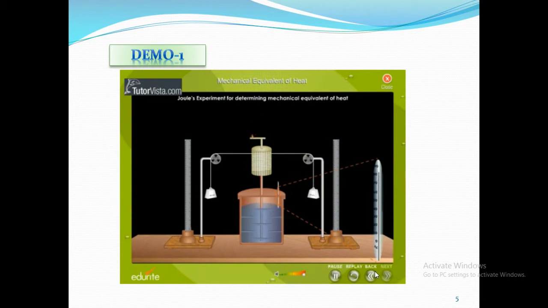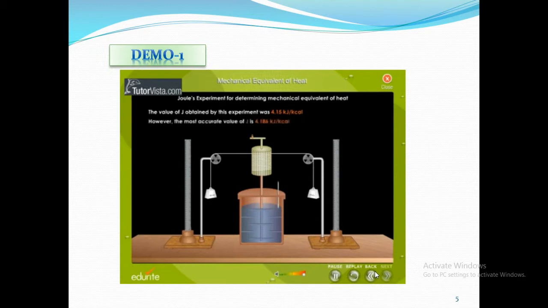By conducting a series of experiments, Joule found that when the falling weights lost 4.186 kilojoules of mechanical energy, the temperature of 1 kg of water increased by 1 degree Celsius. The value of J obtained by this experiment was 4.15 kilojoules per kilocalorie. However, the most accurate value is 4.186 kilojoules per kilocalorie.